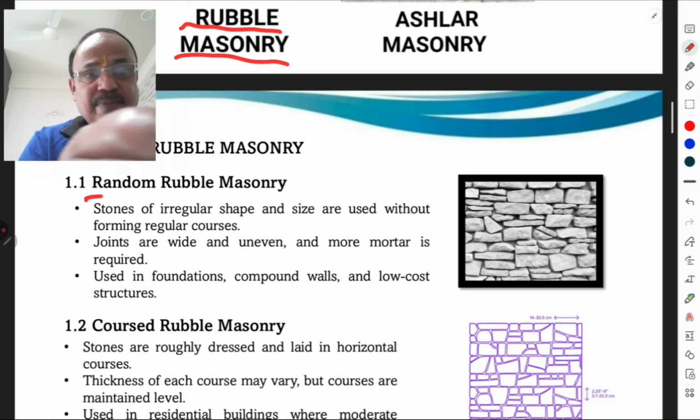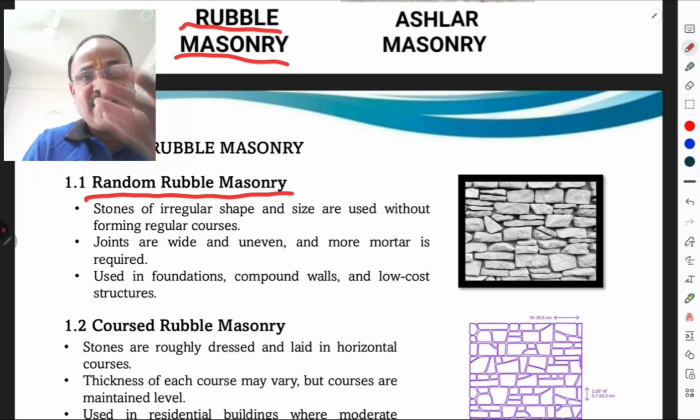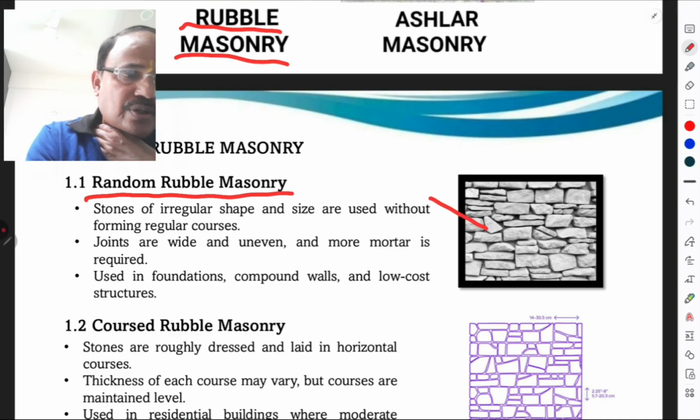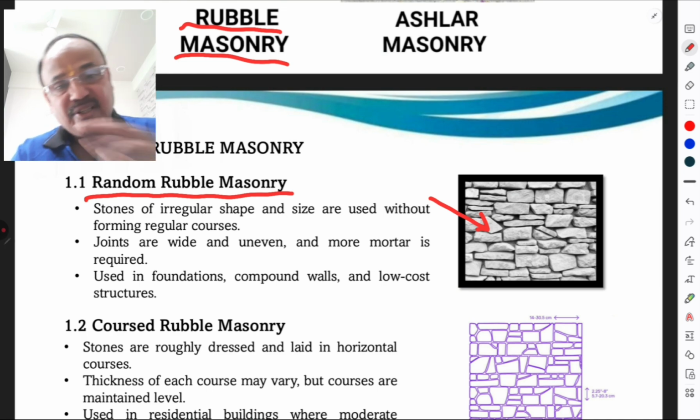Then types of rubble masonry. This is a very common type of rubble masonry, that is random rubble masonry. The name itself indicates it has random layers. Stones of irregular shape and sizes are used without forming regular courses. Joints are wide and uneven and more mortar is required. Used in foundations, compound walls and low cost structures. So this figure itself indicates the stones are not in layers, the stones are not of the same shape and the mortar joints are thick.